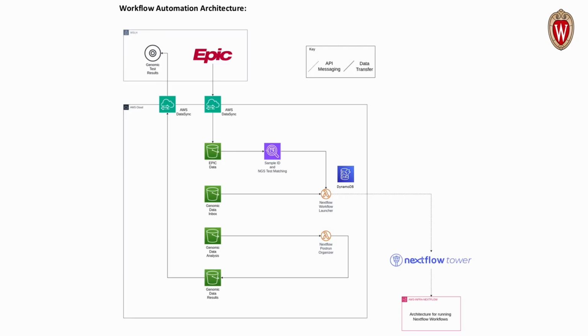The things you need to know for now is that anything that is on premises at WSLH is in a gray box. We have this little key here that shows when something is done through API messaging, and we have these solid lines to indicate data transfer between services. And then anything that happens in AWS Cloud is shown in this darker gray box.